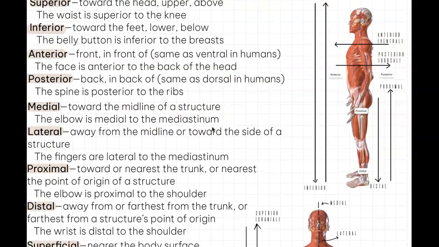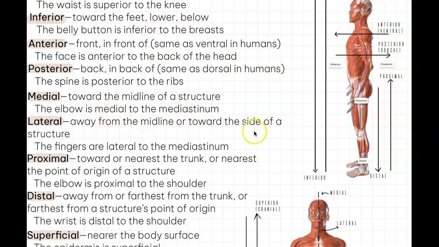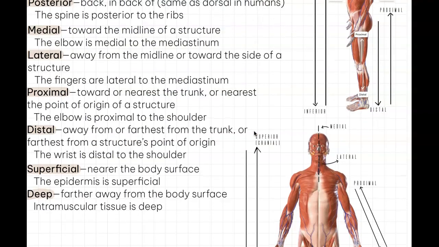Medial and lateral are the next set of opposite terms. So medial means toward the midline of a structure. The example that I've given here is that the elbow is medial to the mediastinum. The mediastinum is this area right here in the center of the chest, and so then there's your elbow, so that would be medial. And lateral is away from the midline or toward the side of a structure.